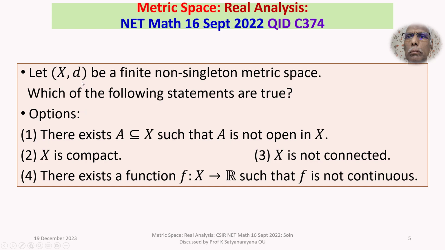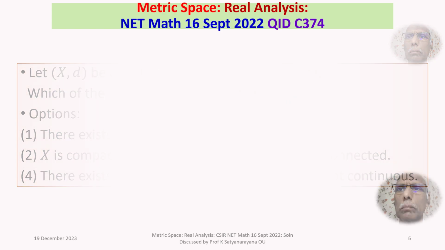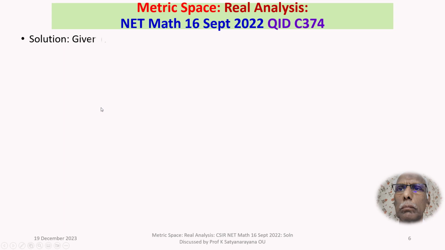So we are given a metric space (X, d), and X is finite, and it is non-singleton. That means the order of X must be greater than 1. Then which of the following statements are true? We will now discuss the solution of this problem in detail.